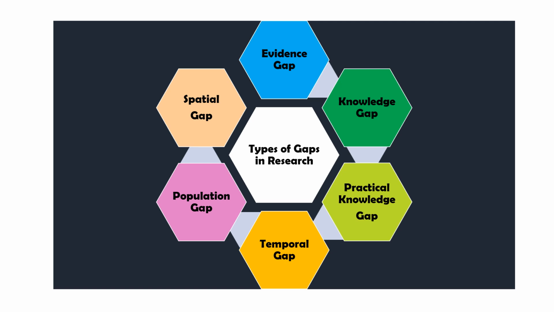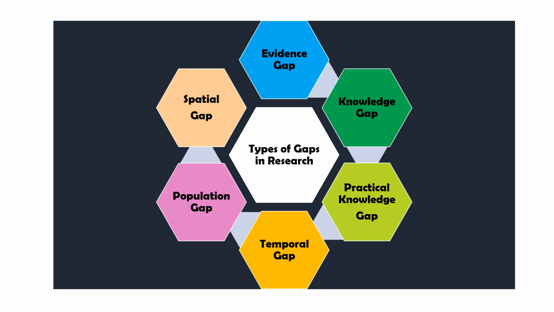Then we have another type of gap which we call the population gap. Population gap simply means a gap that arises due to the fact that certain population characteristics have been neglected when undertaking the study. So that while behaviors are known or available studies explain how certain populations behave with regard to a given aspect, there are other populations that have been neglected.